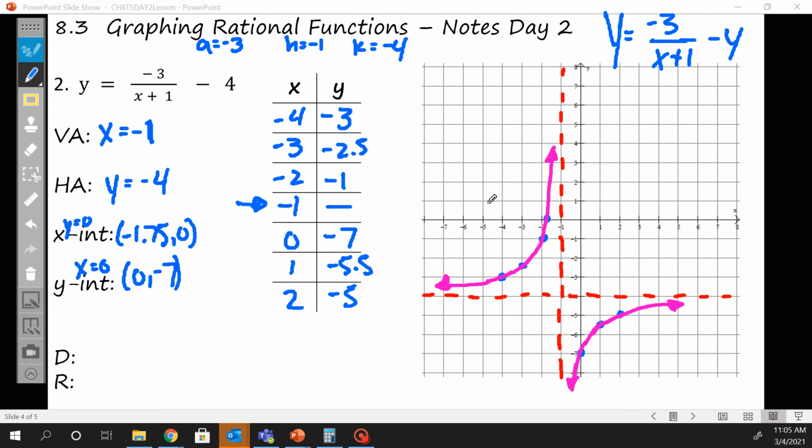The domain is everything except for negative 1 here. So negative infinity to negative 1, not including negative 1, union negative 1 to infinity, also not including negative 1. The range is everything except for negative 4 here, so negative infinity to negative 4, not including negative 4, union negative 4 to infinity. And that is our range. All right, pretty nice looking graph.